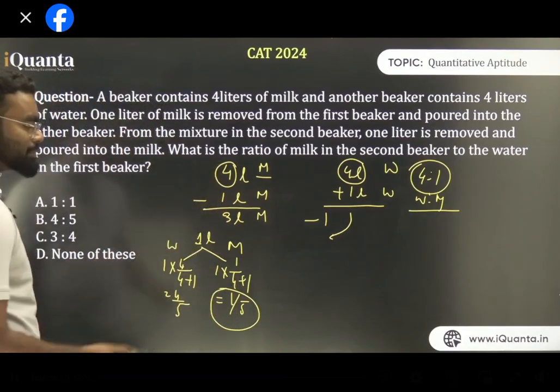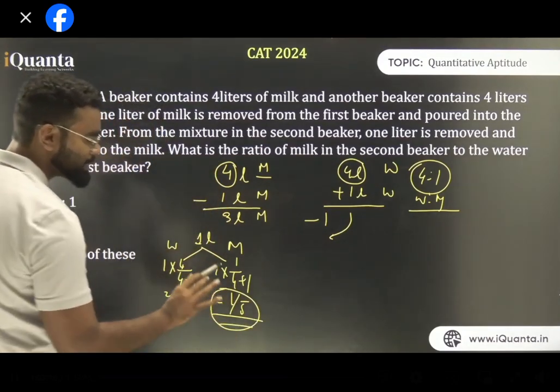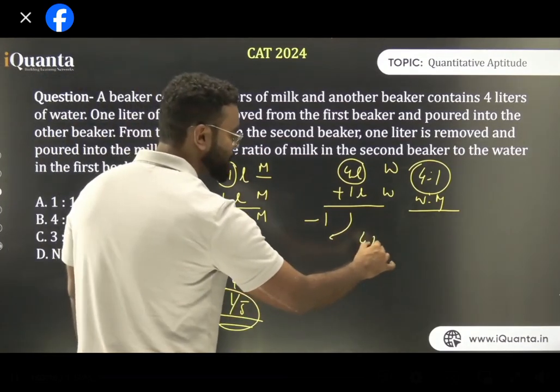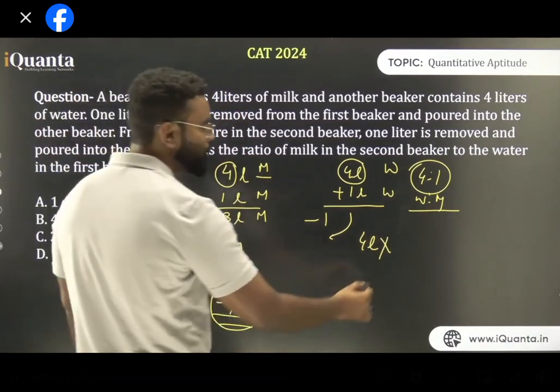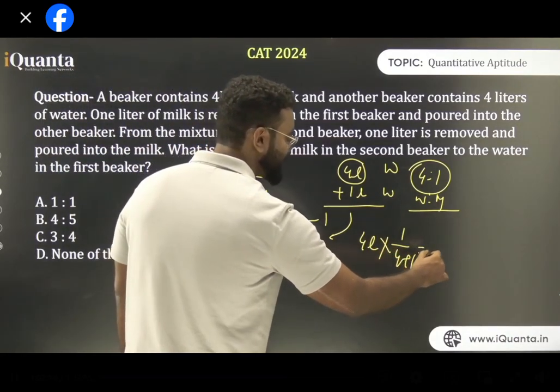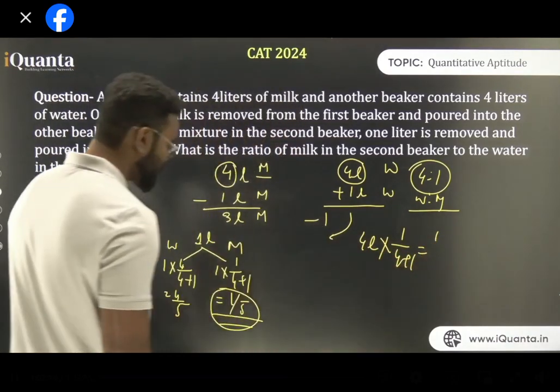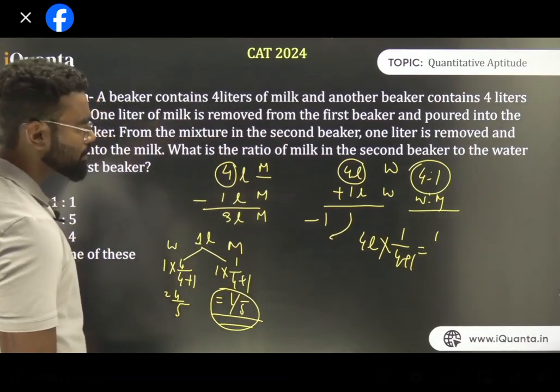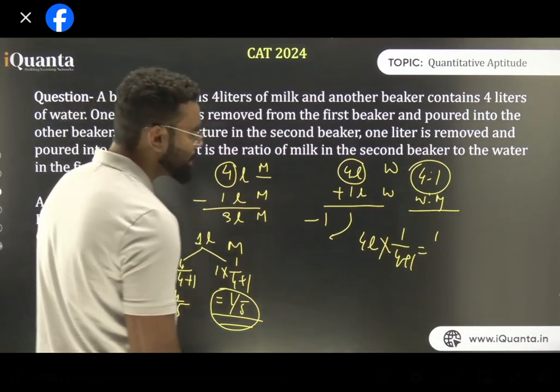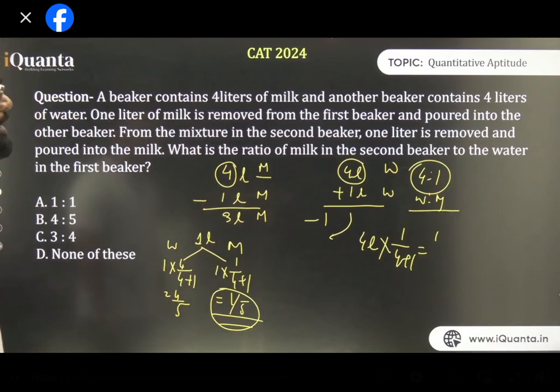Now if I do the question exactly as it has been given, the water in the first beaker is 1 upon 5. Is this fine? Now similarly, in this 4 liters, what is the amount of milk? The amount of milk is 1 upon 4 plus 1. This total is 4 liters. In this 4 liters, it is divided in the ratio of 4:1. So in this case, what is the amount of water and what is the amount of milk?